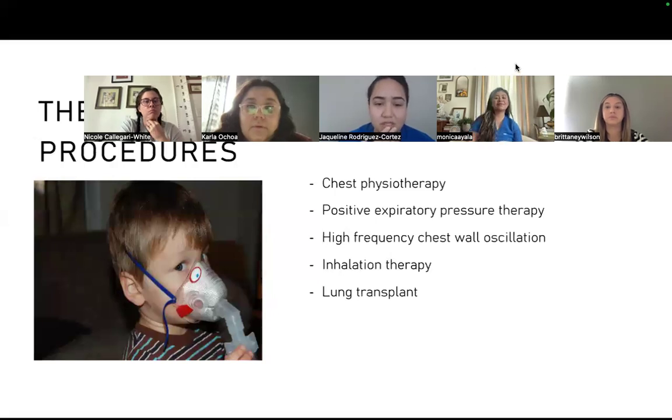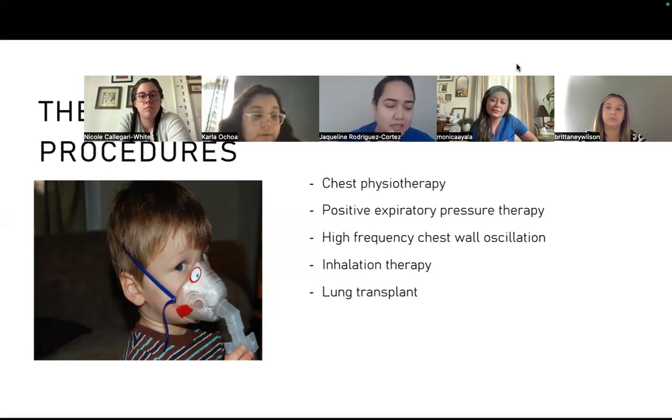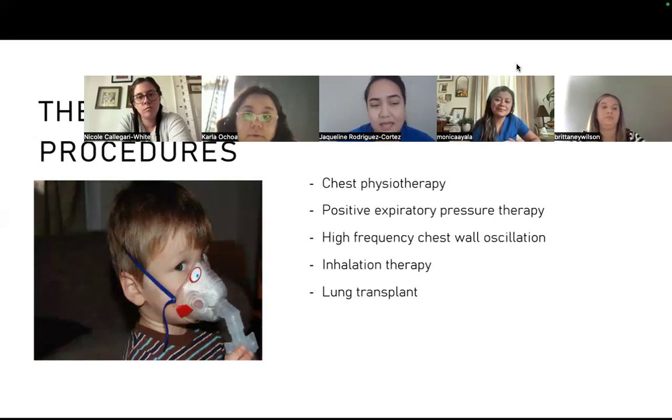And for therapeutic procedures, for chest physiotherapy, it could be percussion, vibration of the chest, like mentioned before, and postural drainage. The positive expiratory pressure therapy would be breathing out against resistance to help keep the airways open and improve mucus clearance. The high frequency chest wall oscillation will help dislodge any mucus in the airways in a non-invasive way. Inhalation therapy would be anything like nebulizers and medications. And then the lung transplant, if it's bad enough, they will need that as well.